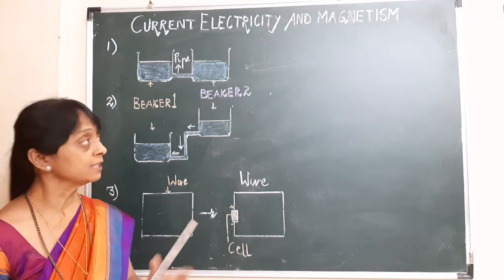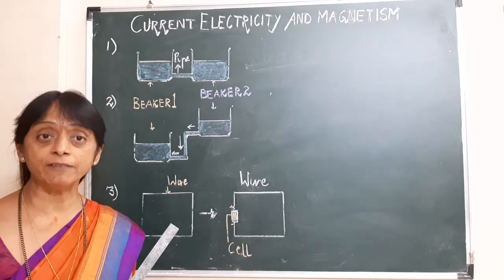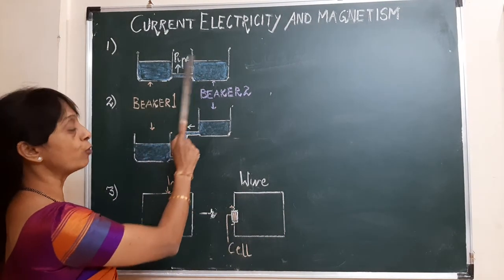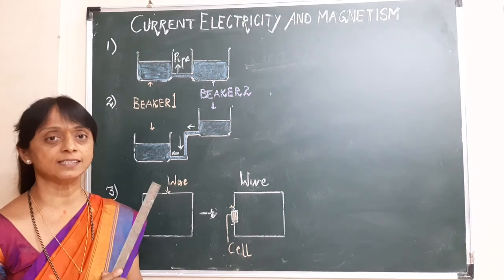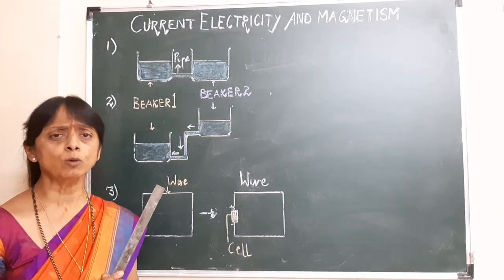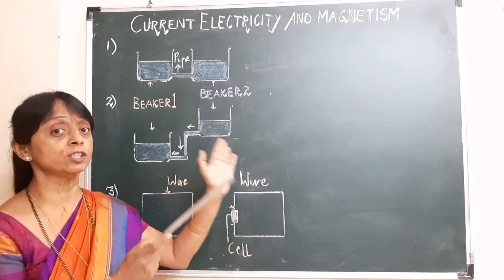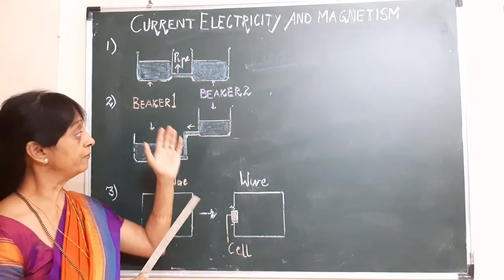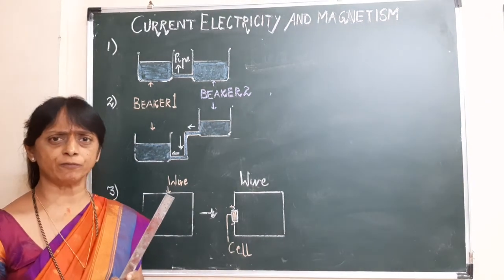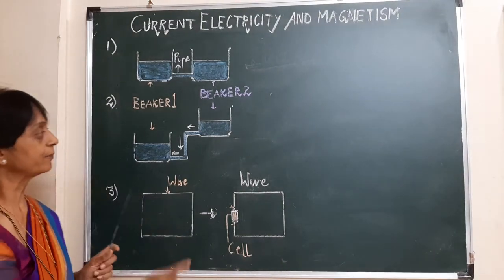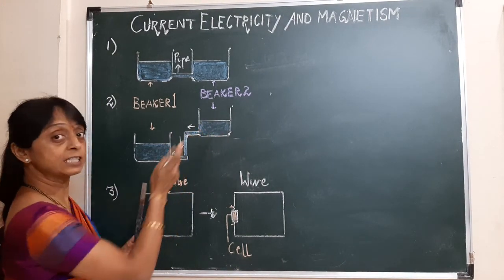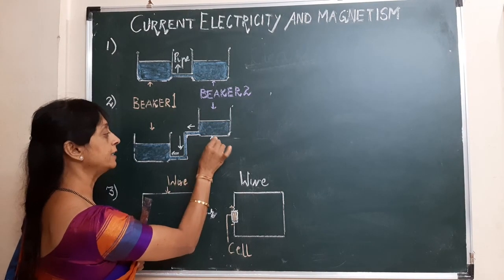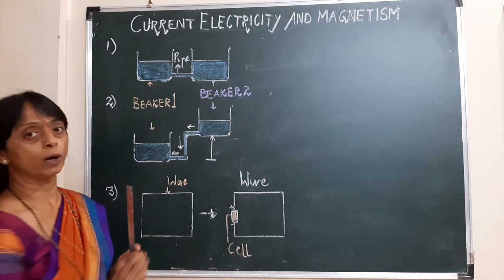Why? Because both the beakers are at the same level, kept on the same surface, and the quantity of water in both the beakers is the same. Then, how will water flow from either beaker 1 to beaker 2 or from beaker 2 to beaker 1? If we compare figure 2 with figure 1, what is the difference? We saw that beaker 2 is raised to a height from the surface as compared to figure 1.